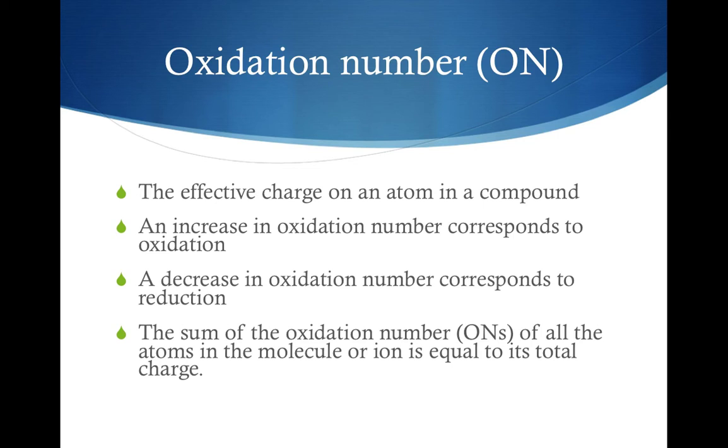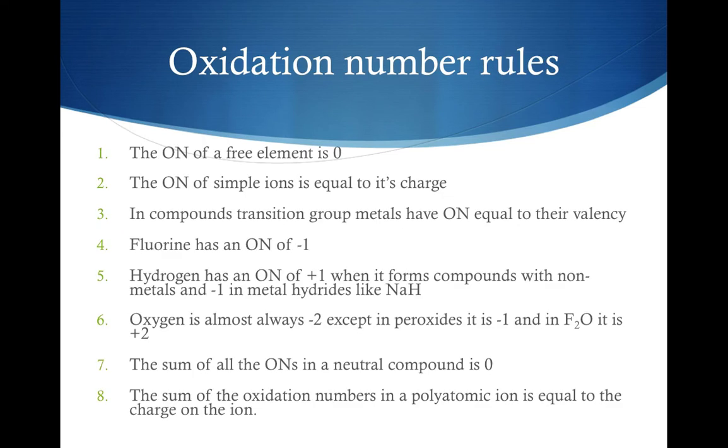And the sum of all the oxidation numbers is equal to its total charge. So for a neutral molecule, the sum has to equal 0. For a charged ion, like SO4 2-, the charge would have to equal 2-. So we've got some simple rules that we follow. The first is that if it's a pure element, all on its own, so something like O2 or Fe or Ne, all of those, the oxidation number is going to be equal to 0.